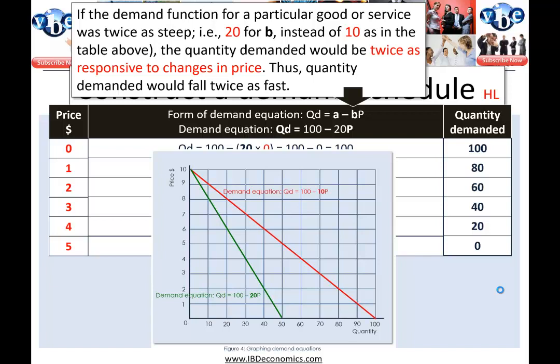And in fact, here we have those two different demand functions graphed for us already. So we can see that the demand equation QD equals 100 minus 10p, that was the first demand schedule we created. And when that became twice as steep because it changed to minus 20p instead of minus 10p, the quantity demanded started to fall off twice as quickly, twice as steep.